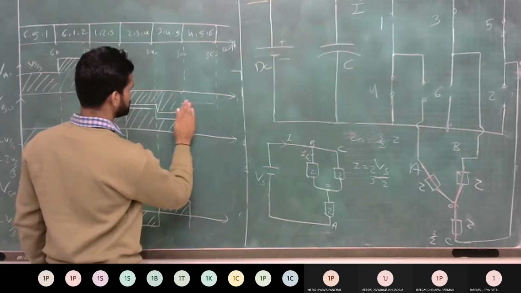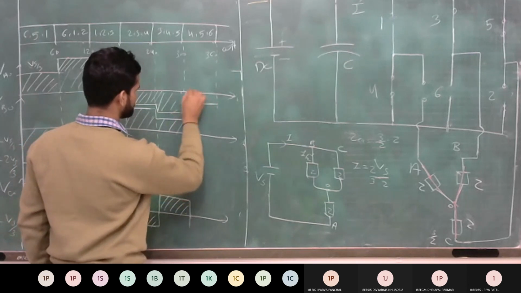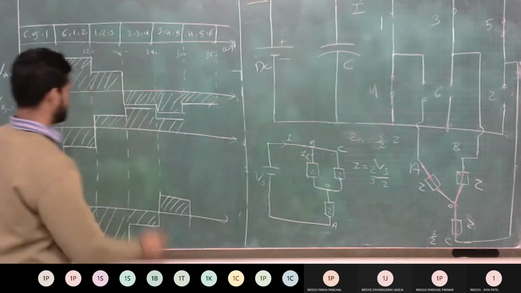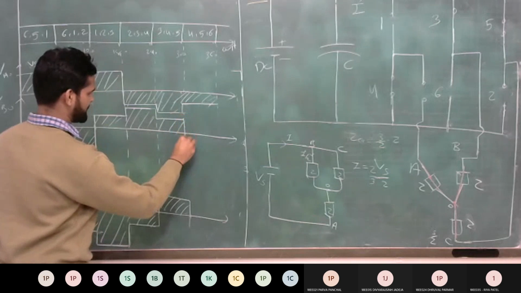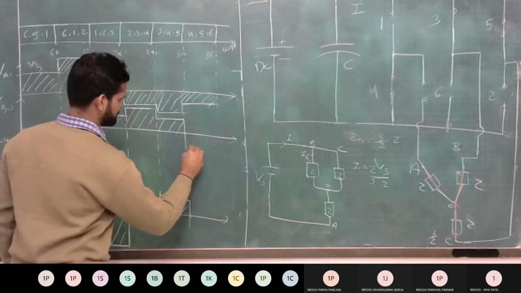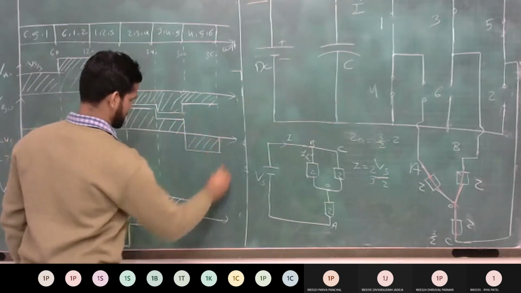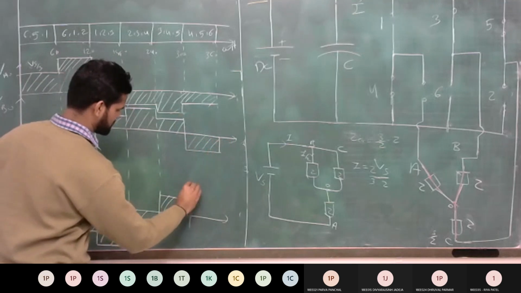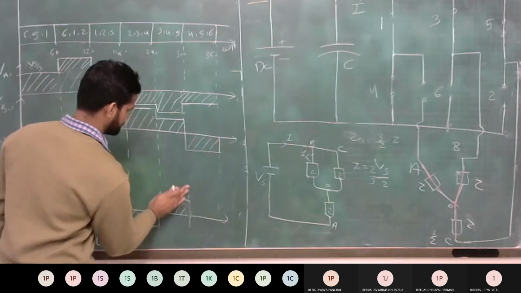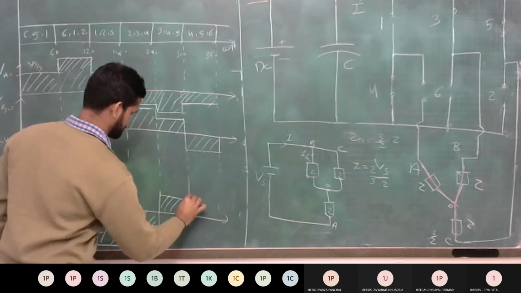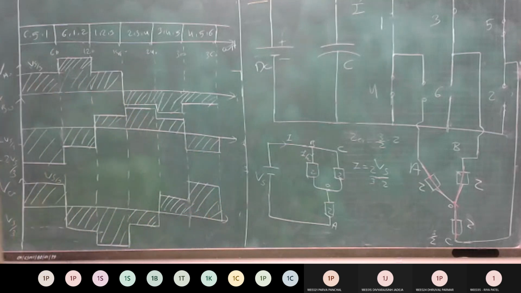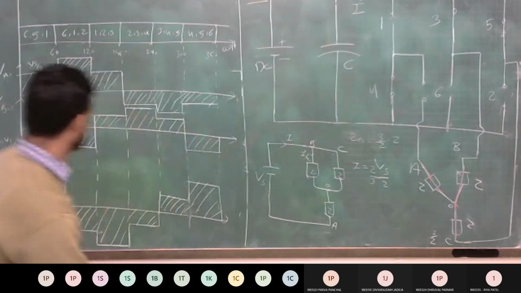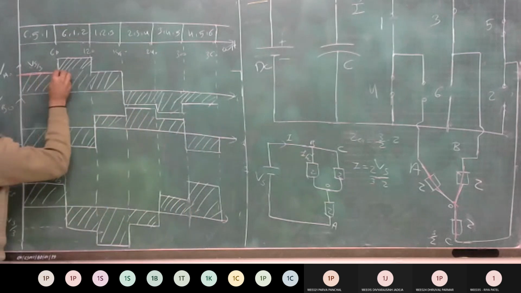VAO is minus Vs by 3, and VBO is also minus Vs by 3, and VCO is plus 2Vs by 3. So this is the waveform of VAO. I can draw this waveform. This is A phase.